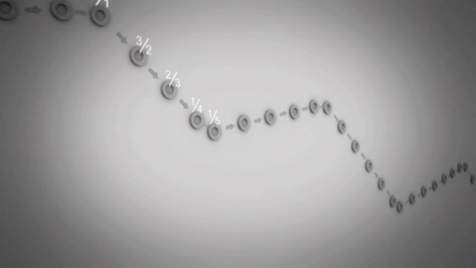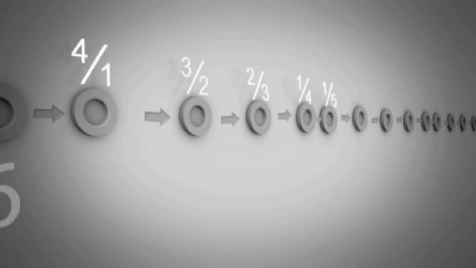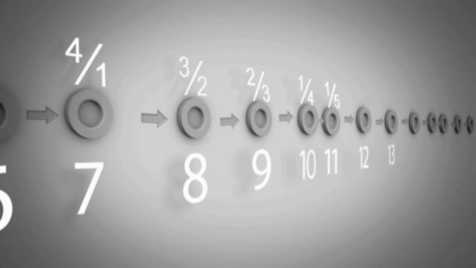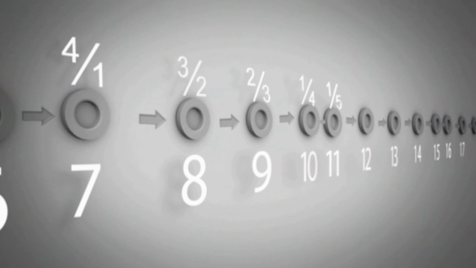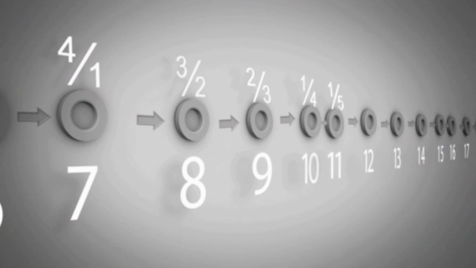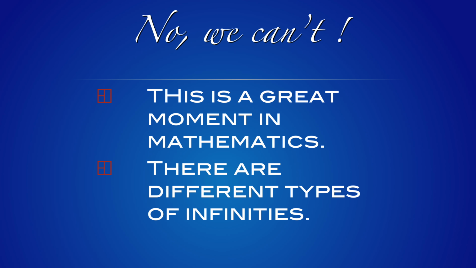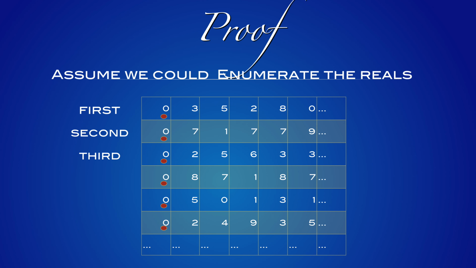By pulling this line straight, we can match up every fraction with one of the whole numbers. This means the fractions are the same sort of infinity as the whole numbers. When we count the real numbers, that's a question which Cantor pondered and could answer. The surprise is actually that it's not possible. So it's a different type of infinity, and Cantor's proof is just genius.